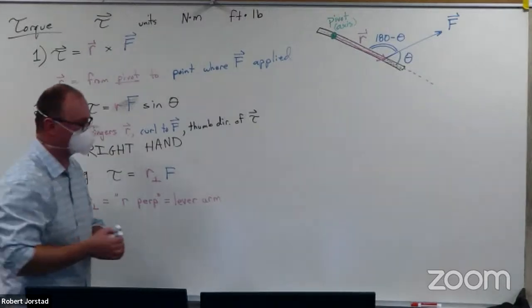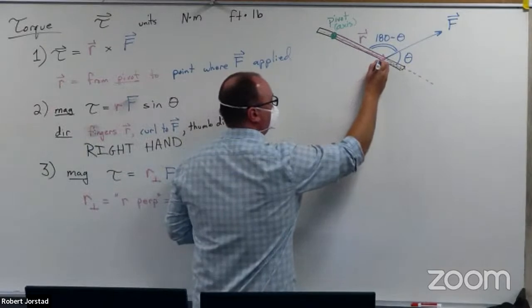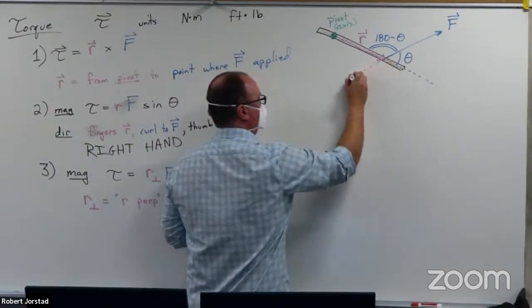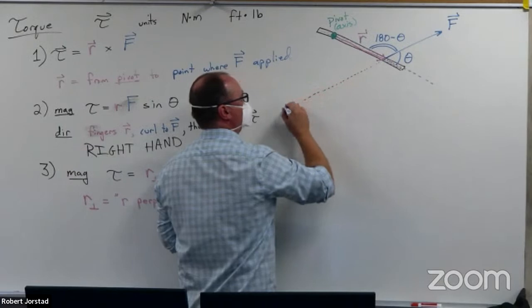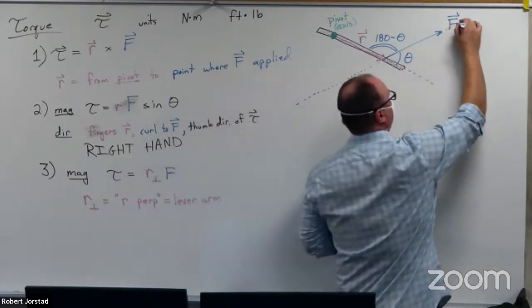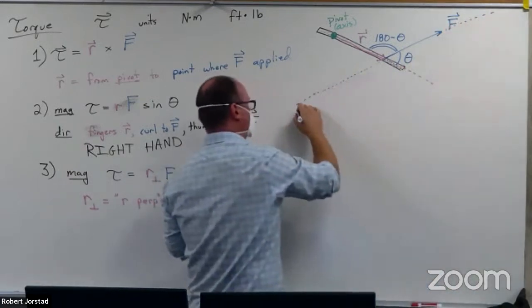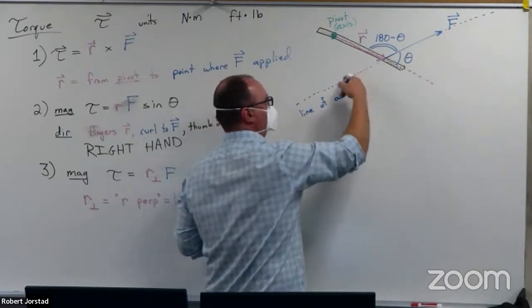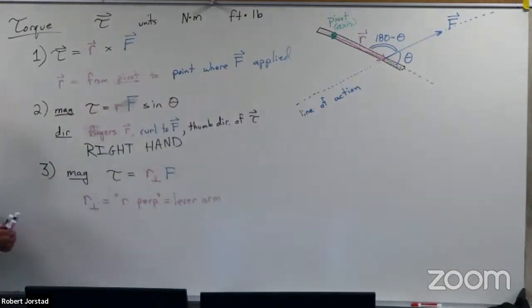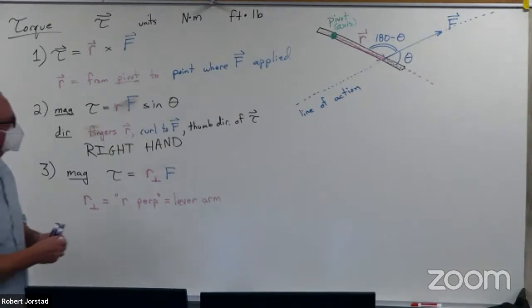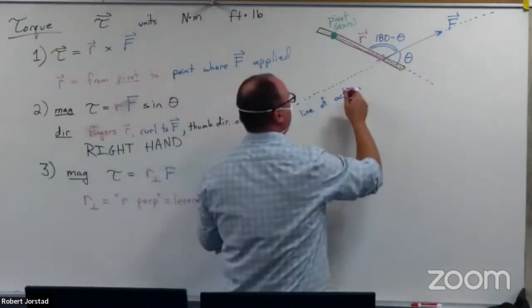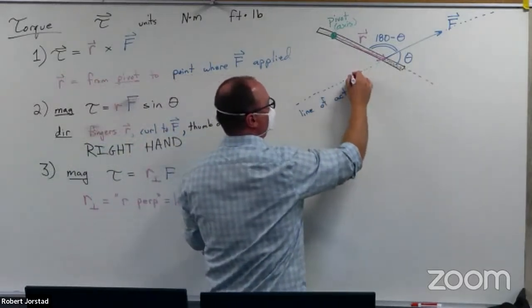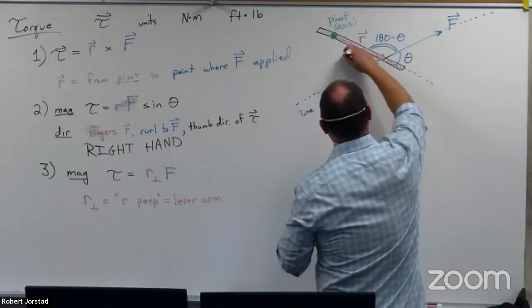This one's sneaky. You could draw what's called the line of action, an imaginary line that goes to infinity through the force. So this is called the line of action, an infinitely long line through the force. Then you can draw something called the perpendicular bisector. That is a line from your pivot point to here that makes a right angle. Let me see if I can get on this here.